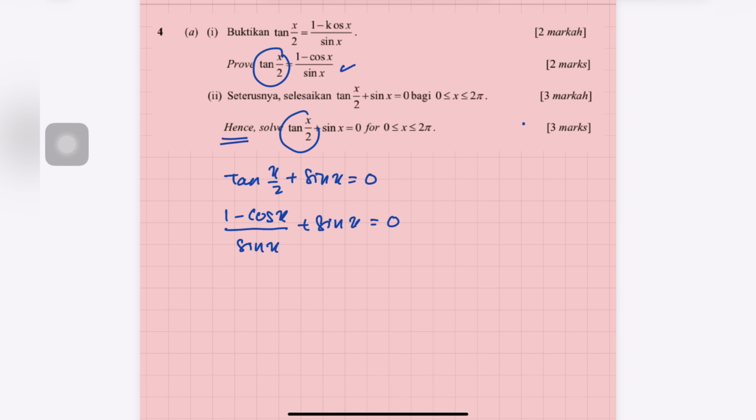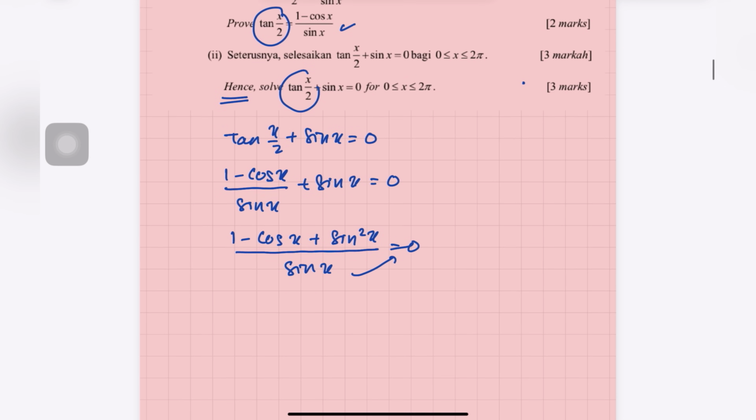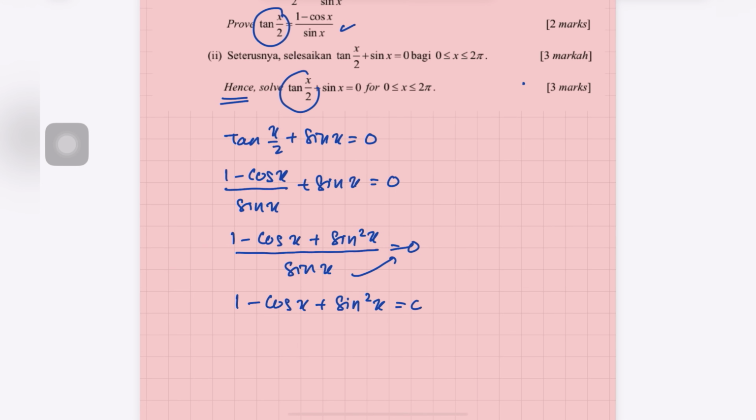Okay, so we equate the denominator. So it becomes 1 minus cos x plus sin squared x over sin x equals 0. Okay, so this one we bring to the left, it becomes 0. So sin x times 0 is 0. So 1 minus cos x plus sin squared x. Okay, so this one is not uniform. There is cos and sin, so we make it uniform.